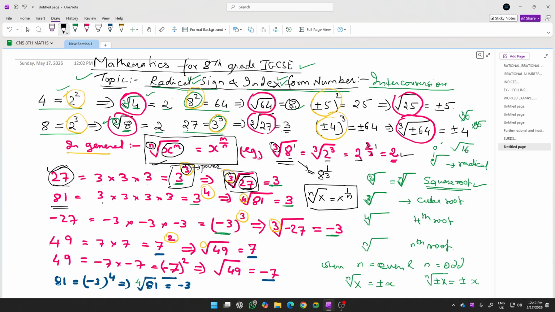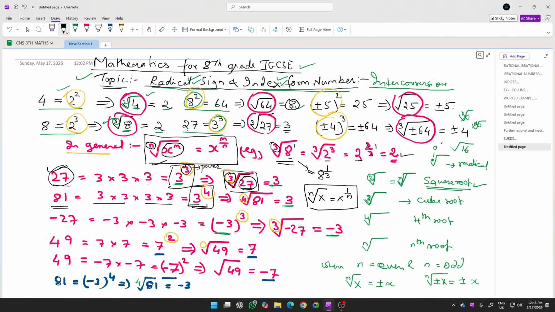Okay, now let us come to this 81. 81 is a number which can be written as 3 into 3 into 3 into 3, because 3 into 3 is 9 and another 9, and 9 into 9 is 81. Right? So this 3 multiplied 4 times can be written as 3 raised to 4. So 3 raised to 4 is a number in index form.